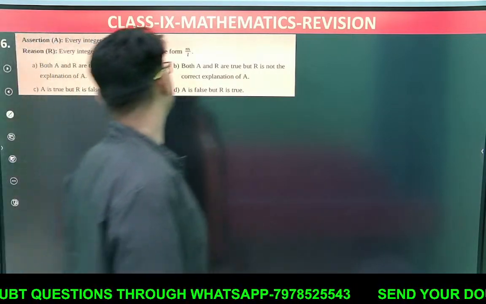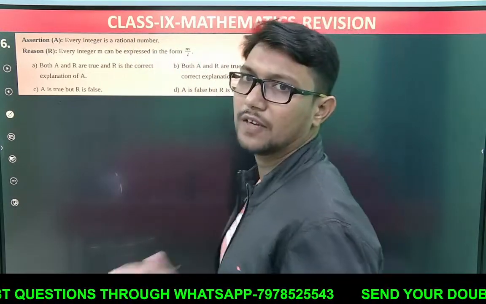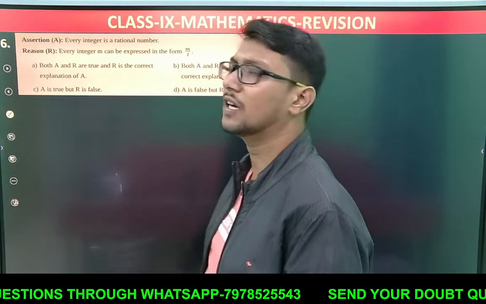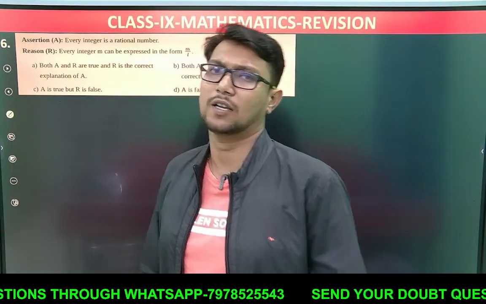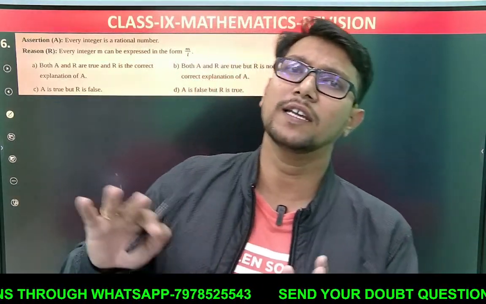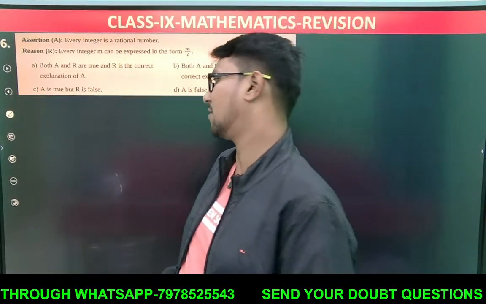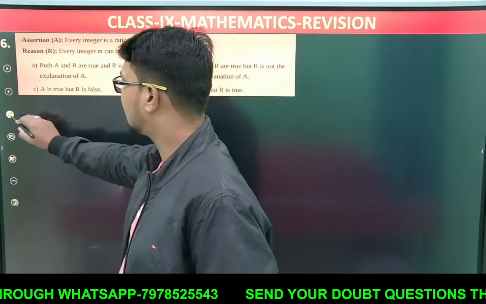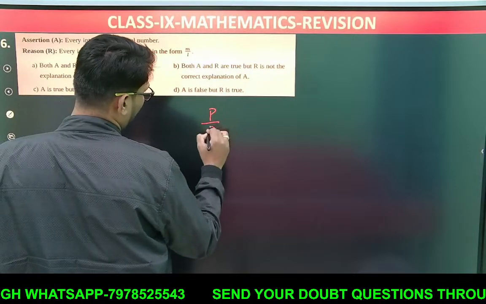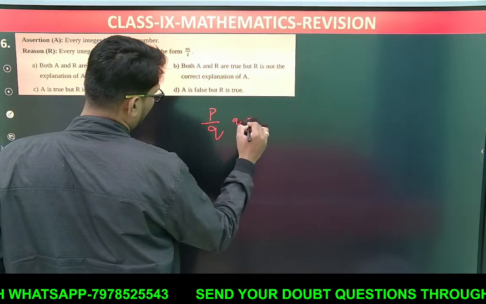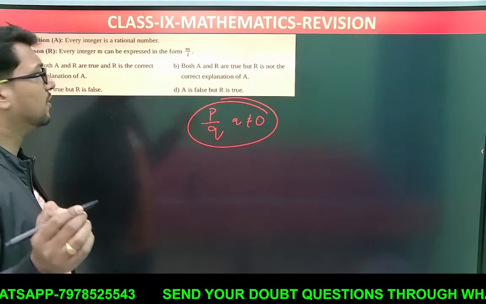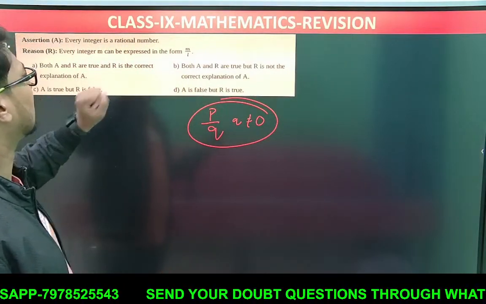The question is: every integer is a rational number. Definitely, every integer is a rational number. You can take 1, 2, 3, 4, plus or minus 1, plus or minus 2, plus or minus 3. All integers, 0 itself is a rational number, because we can write every integer in P by Q form, where Q is not equal to 0. Any number which can be written in this form is a rational number.